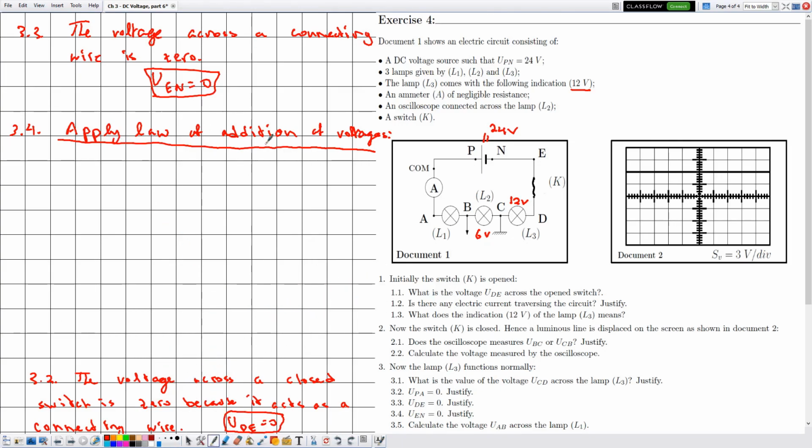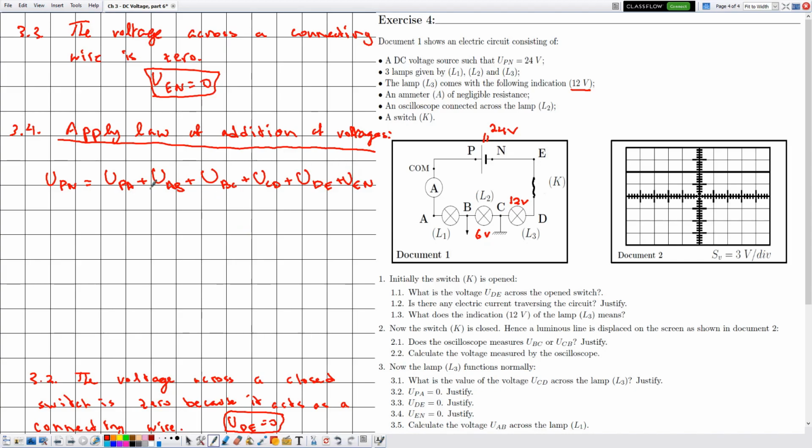So how do I apply this law? Always on the left we write the voltage of the battery which is given by UPN, and on the right we write the voltages across different electric components starting from P and ending with N, then from P to A, A to B, B to C, C to D, D to E, and back to N.